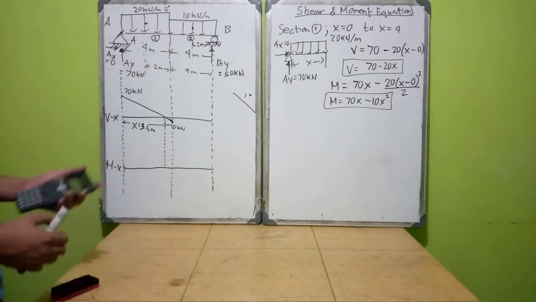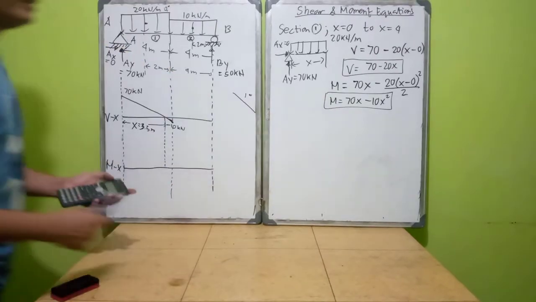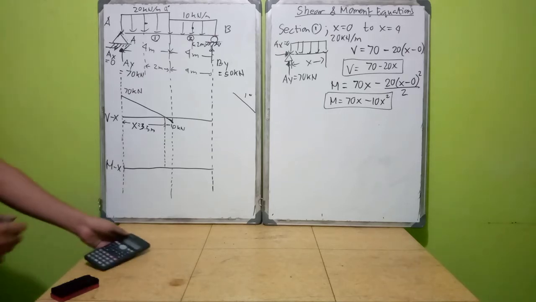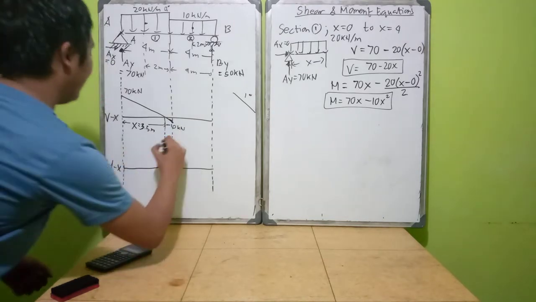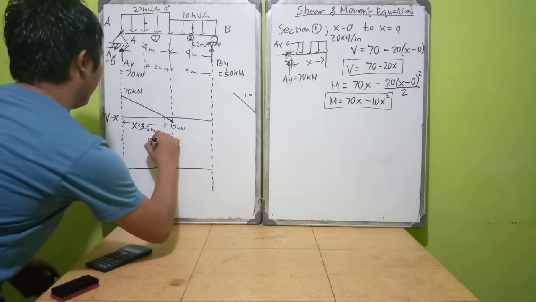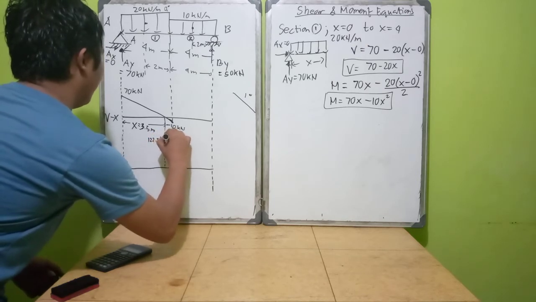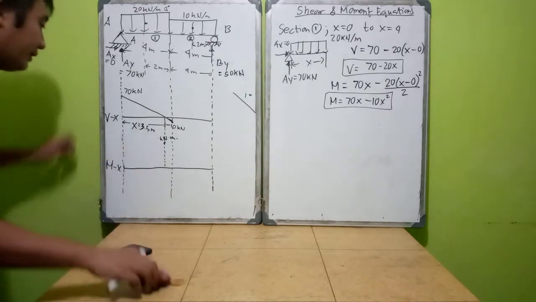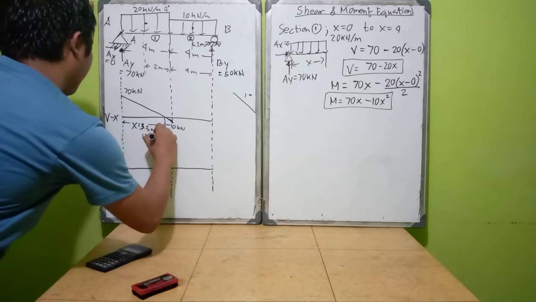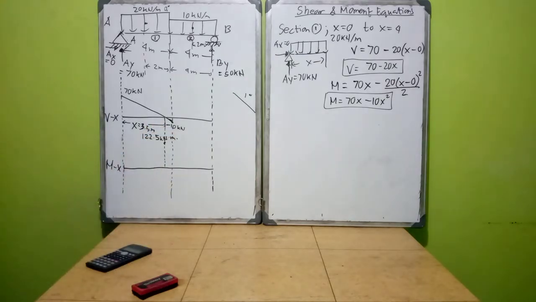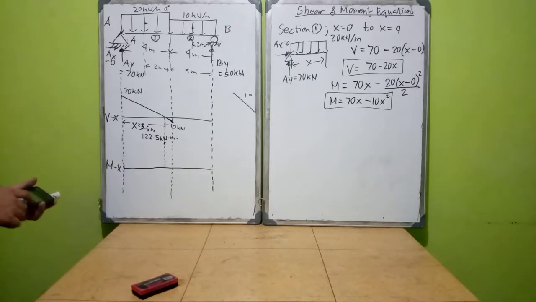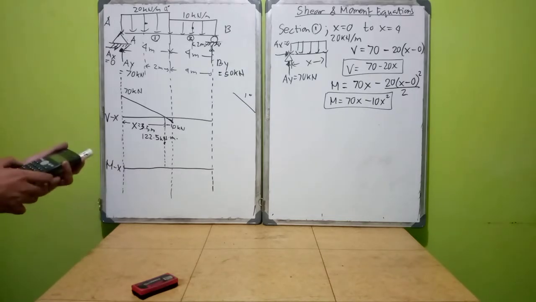So if your x is equal to 3.5, you substitute in this moment equation. So 70 times 3.5 minus 10 times 3.5 squared is 122.5. So let us put 122.5 kilonewton meter here. Okay? 122.5. So, let us make it larger. And then, we find the value at the beginning and at the end of section 1 of your moment diagram.